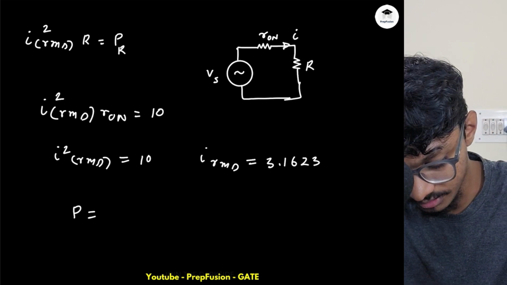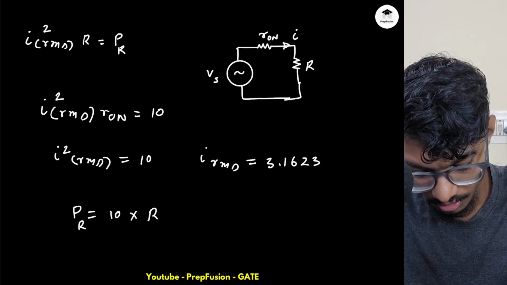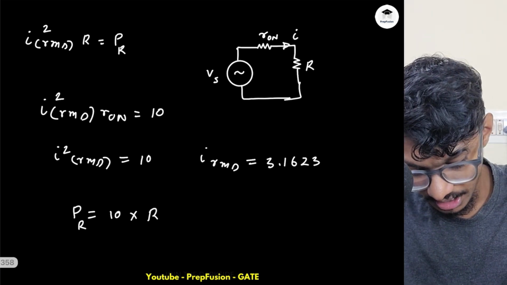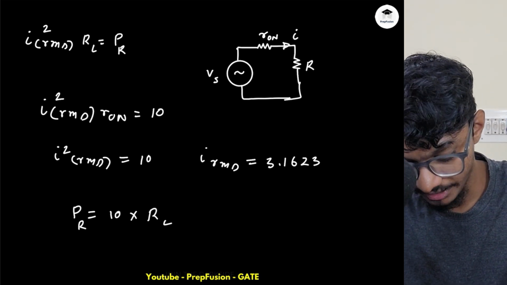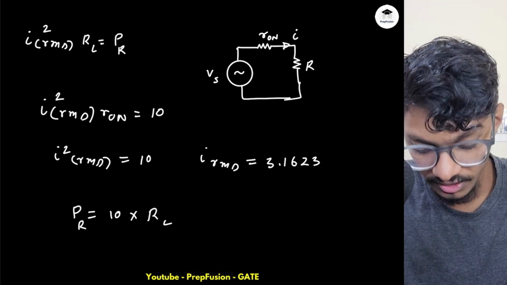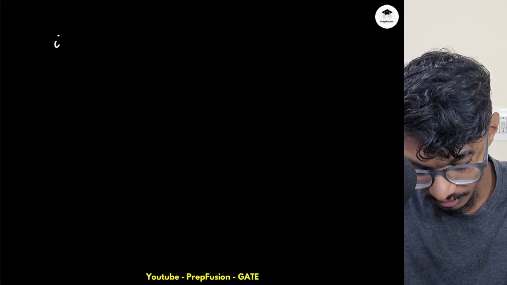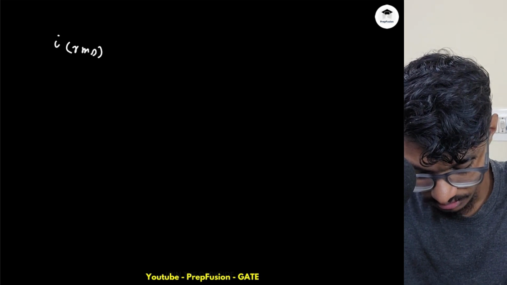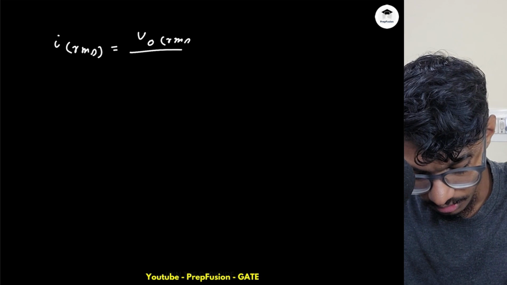So what will the power dissipated across the resistor be? Simply I RMS whole square, that is 10, into R. Now how do I find out this R, this RL? Finding out this RL is very interesting, because one piece of information I know is I RMS. From there, can I conclude anything? Basically, your I RMS will be simply equal to this VO RMS by R.